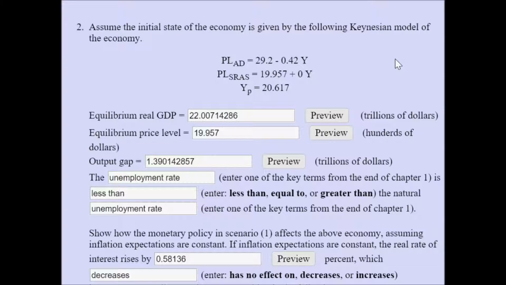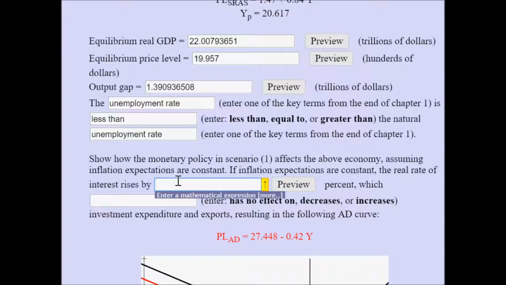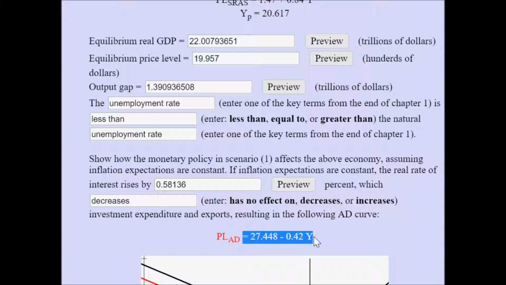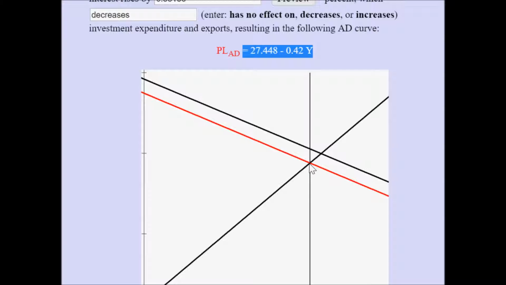I'm going to note that this answer is decreases. In scenario 1, the monetary policy, assuming inflation expectations are constant, the real rate of interest increases by 0.58136%, which again decreases investment expenditures and exports, and results in this aggregate demand curve. So I'm going to copy this and use it in the Excel spreadsheet to determine the new equilibrium GDP level. Now it looks like the equilibrium GDP level is going to be equal to potential.